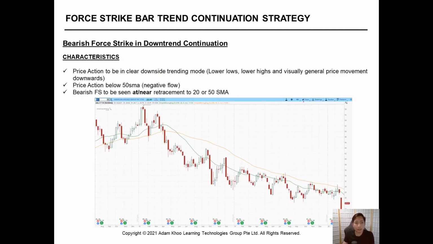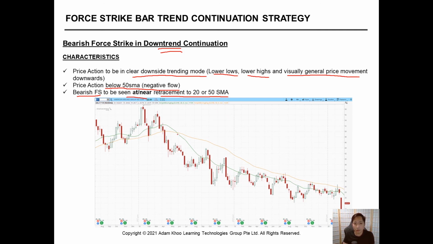Okay, so this is the bearish false strike downtrend continuation example. Again, you want to see that price action is in clear downside trending mode. How we define a downtrend, guys, is lower lows, lower highs, or visually general downside price movement. And price action has to be below the 50 SMA. That's how we define a downtrend as well, or we say it's in negative flow below the 50 SMA. And you want to see the bearish FS at or near the retracement to the 20 or 50 SMA.